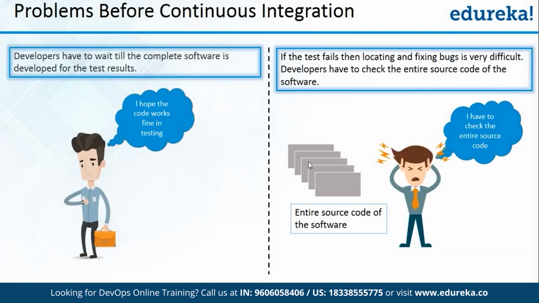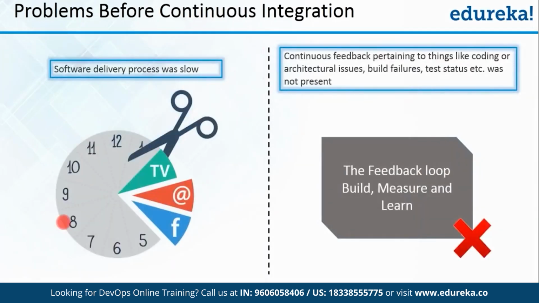Now we'll move forward and we'll see two more problems that were there before continuous integration. So the third problem was that the software delivery process was slow. Developers were actually wasting a lot of time in locating and fixing bugs instead of building new applications. As we just saw, locating and fixing of bugs was a very time consuming task, due to which developers were not able to focus on building new applications. You can relate that to the diagram in front of your screen. As we all waste a lot of time watching TV and on social media, similarly developers were also wasting a lot of time fixing bugs.